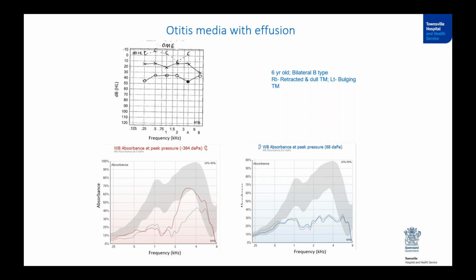So the absorbance could change depending upon what's going on in the middle ear. Though the typical pattern is reduced absorbance with sometimes a peak at around 3 to 4 kilohertz, the peak may not always be present, but the reduced absorbance across the frequency range is a hallmark of otitis media with effusion.